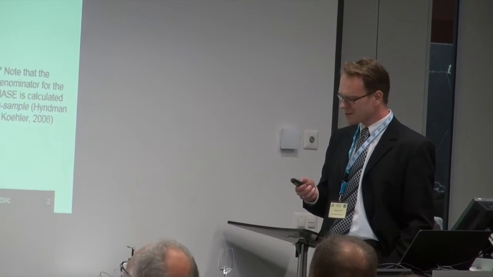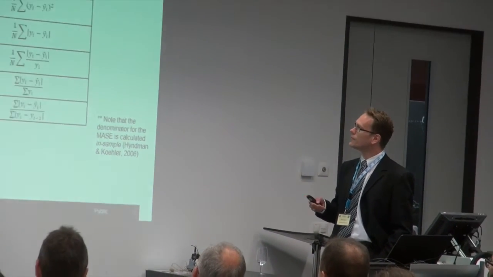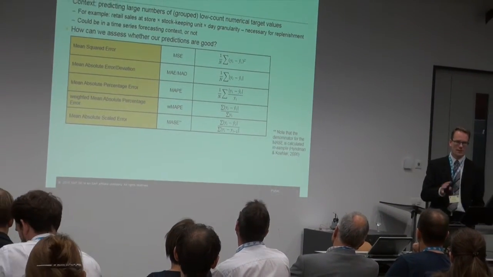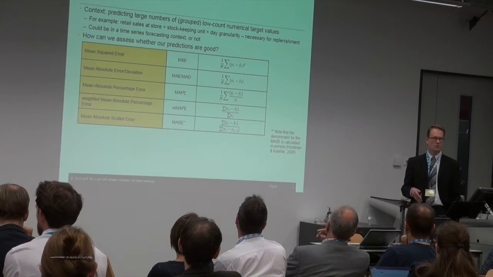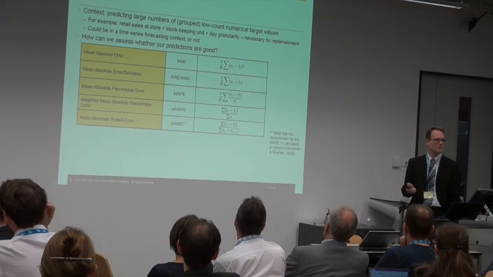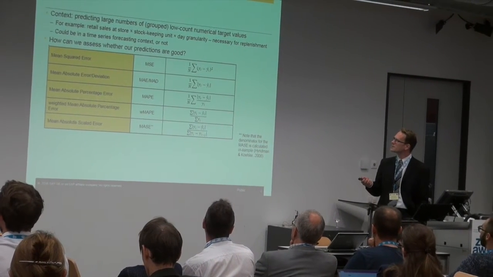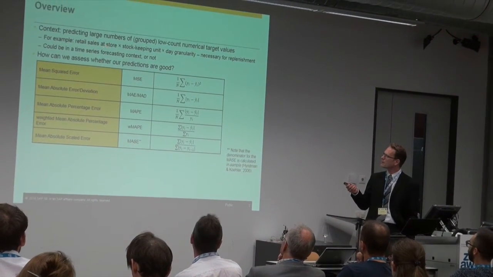So my context today is predicting large numbers of low count numerical target values. So prediction of classification, prediction of count values, large numbers of those, possibly grouped, it's in parentheses, so it's not absolutely necessary. And of course, this is motivated from where I come from.